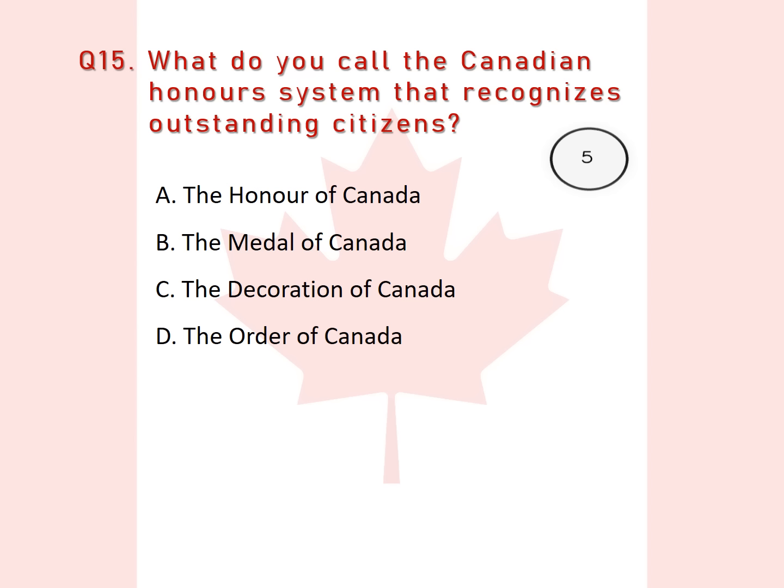What do you call the Canadian honors system that recognizes outstanding citizens? Option A, the Honor of Canada. Option B, the Medal of Canada. Option C, the Decoration of Canada. Option D, the Order of Canada. Answer is option D, the Order of Canada.